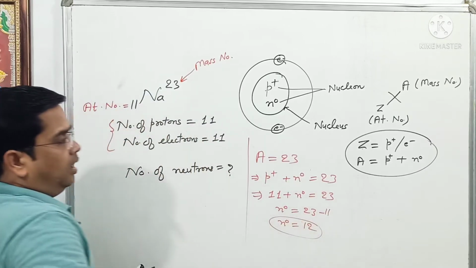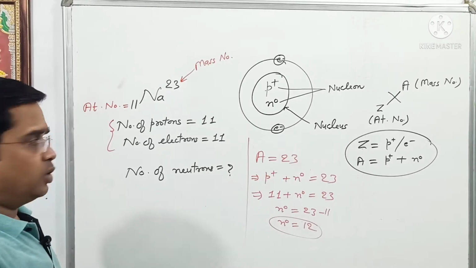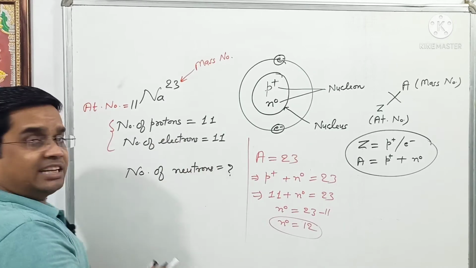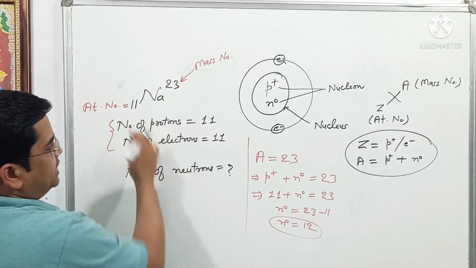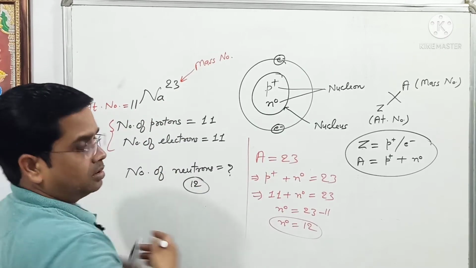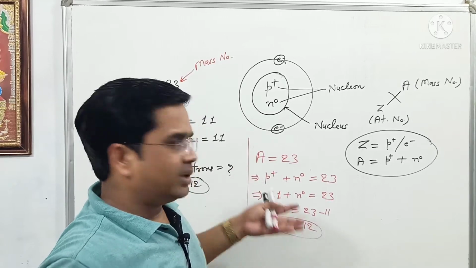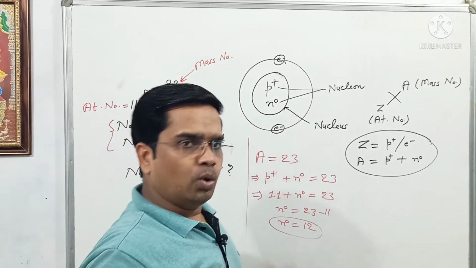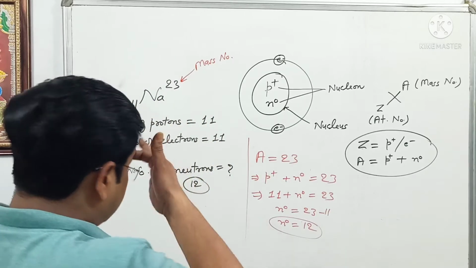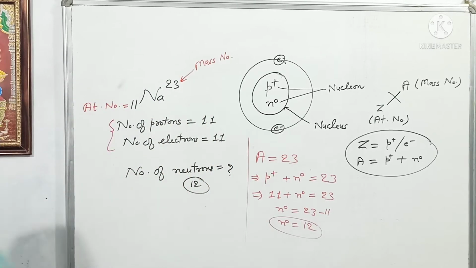Okay friends, or there is another short way to find out the number of neutrons. What is this? You should subtract directly. 23 minus 11 is equal to 12. This is the answer in the short way. And in the broad way, this is the exact way to represent and write. Okay friends. After that friends, we will attempt some other examples.